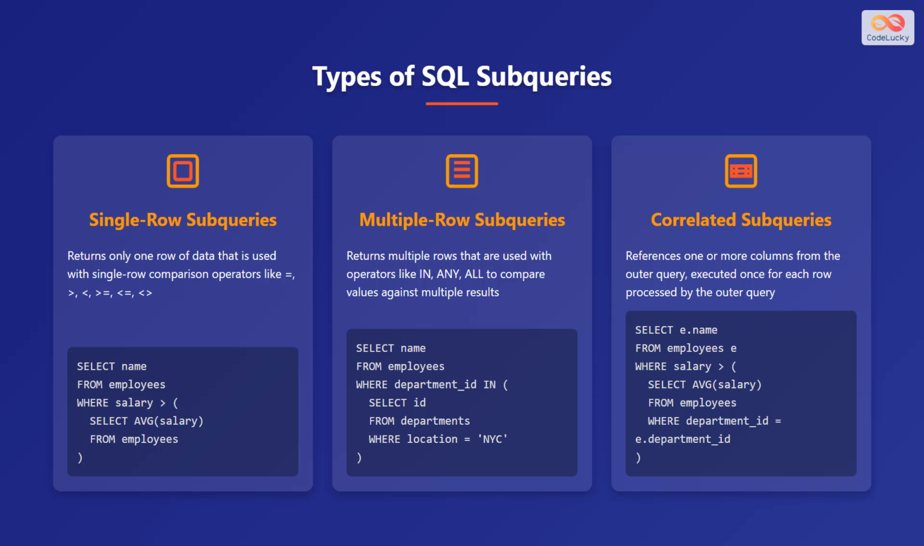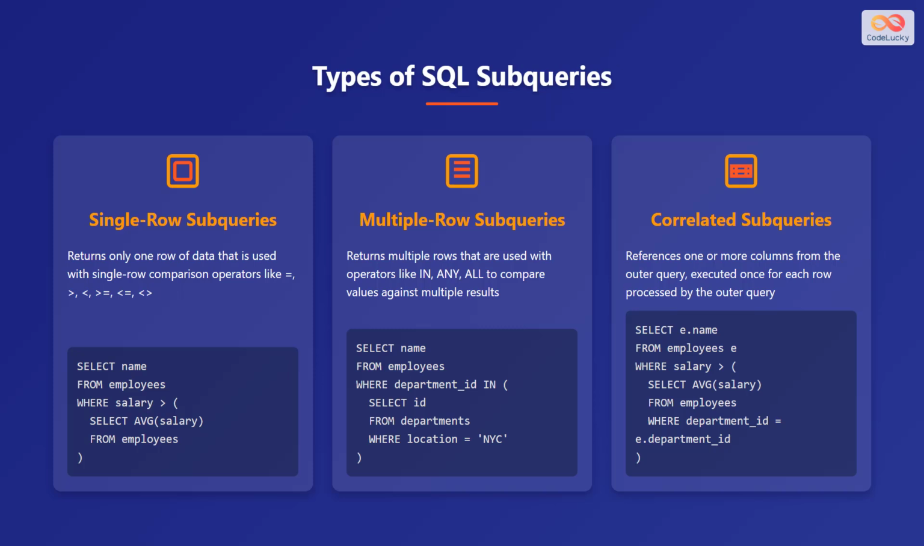Next up are multiple row subqueries. These return multiple rows and are used with operators like in, any, and all to compare values against multiple results. Here is an example, which selects the name from the employees table where the department ID is in the result of selecting the ID from the departments table where the location is New York City.